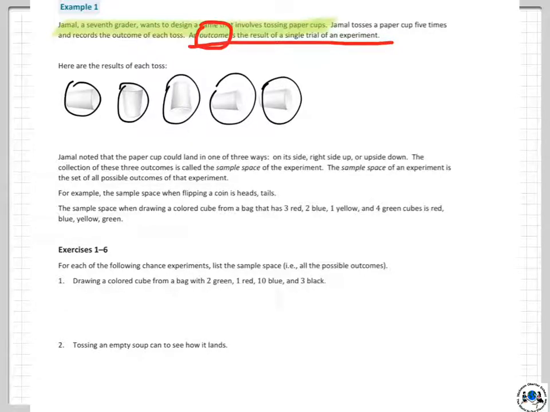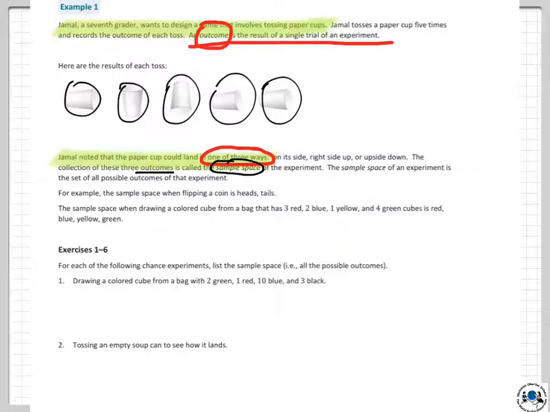As you can see, Jamal noted that paper cups could land in one of 3 ways: on its side, right side up, or upside down, and the collection of these 3 outcomes is called the sample space. So there are three outcomes in this sample space, and this is just a little bit of vocabulary for you to take in.